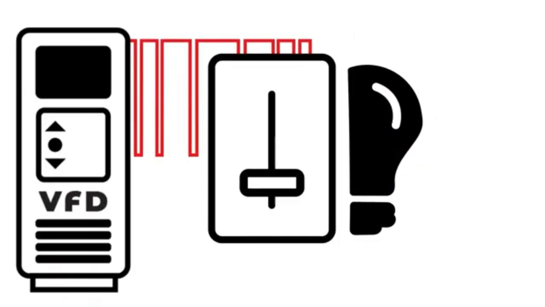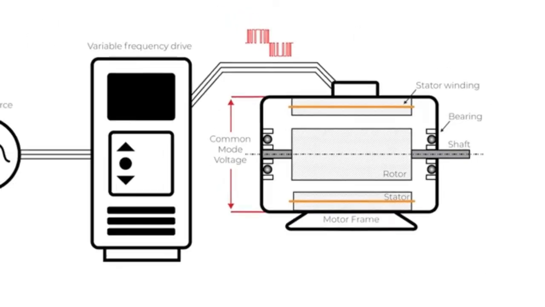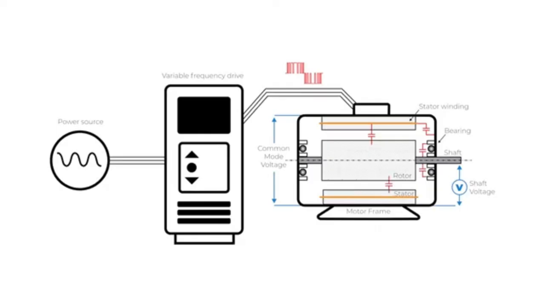Fast switching of the IGBT creates parasitic capacitances in the motor. Common mode voltage and capacitances are sources of a shaft voltage. Shaft voltage causes arcing through the bearing lubricant, which results in pitting on the bearings and fluting on the bearing races.